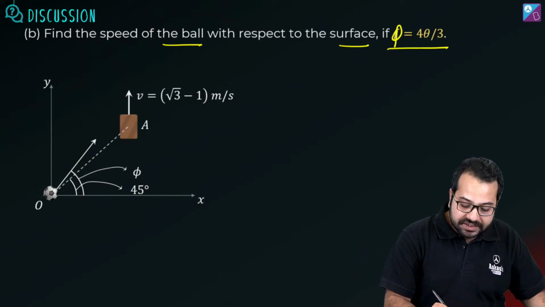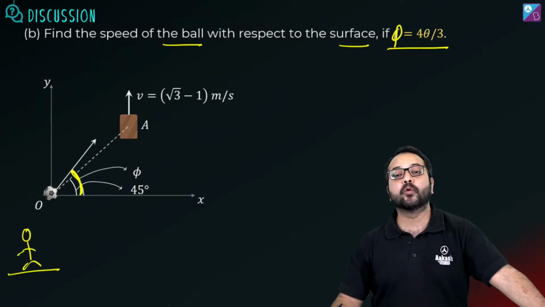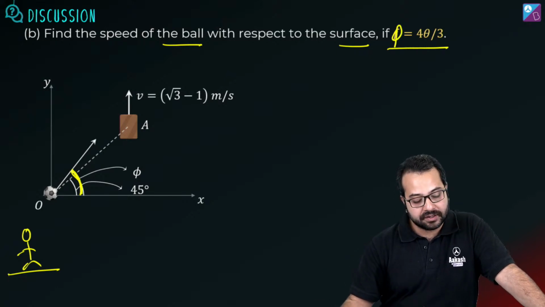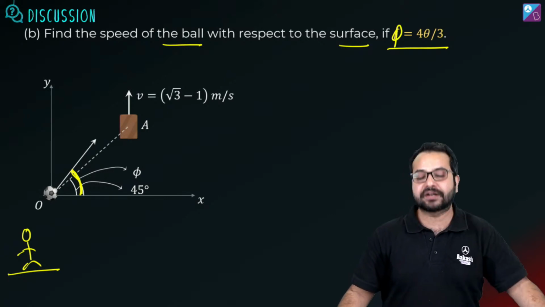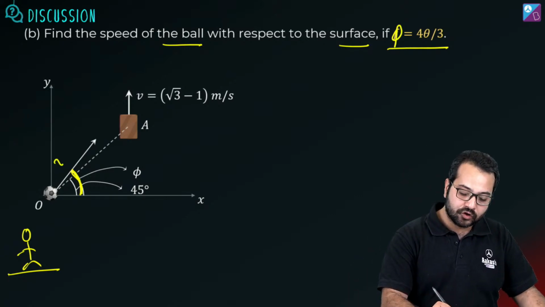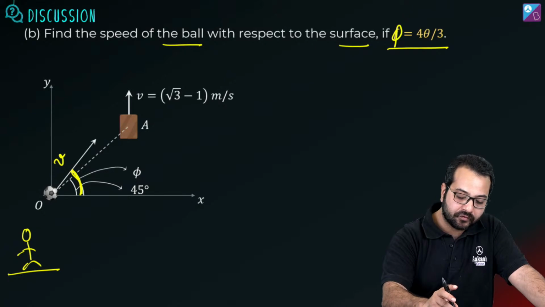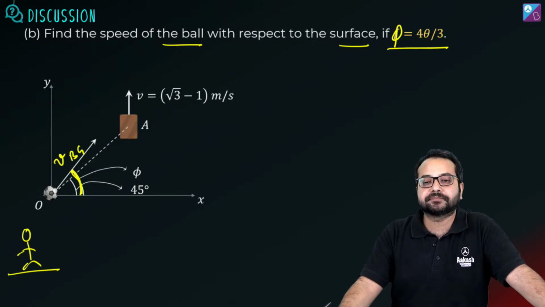Now the ball is actually thrown from the ground frame. Now from where are we talking about? We are talking about the motion from the ground frame. From the ground frame, it is observed that this ball is thrown at an angle of 45 degree. Okay, so what is this? This is the velocity of the ball with respect to the ground. Is that correct?